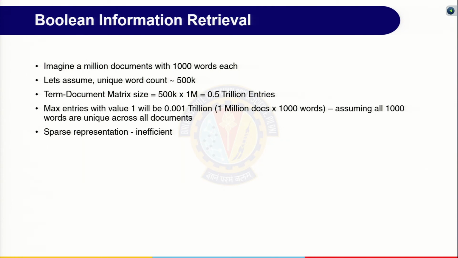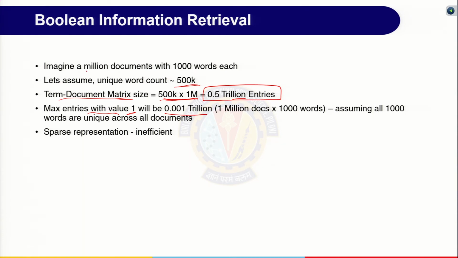So this is a very simple example on just 3 documents. Imagine we have 1,000,000 documents with 1,000 words each. Let us assume the unique word count is up to approximately 500k. Then our term document matrix would be of the size 500k by 1 million, 1 million being the documents. That will be around 0.5 million trillion entries. That will be the size of the matrix. The maximum number of entries with value 1, however, can be only 0.001 trillion.